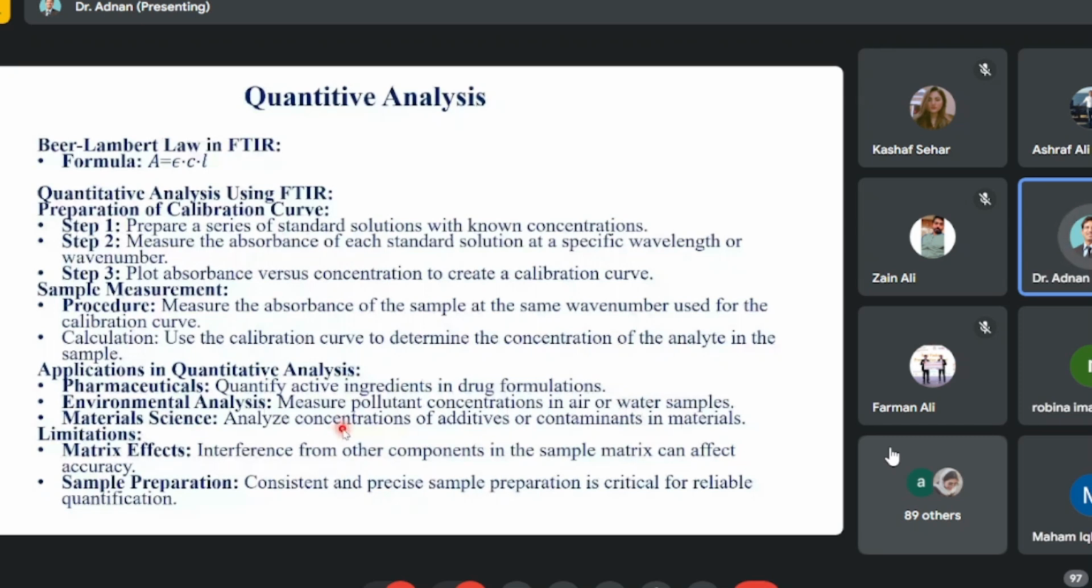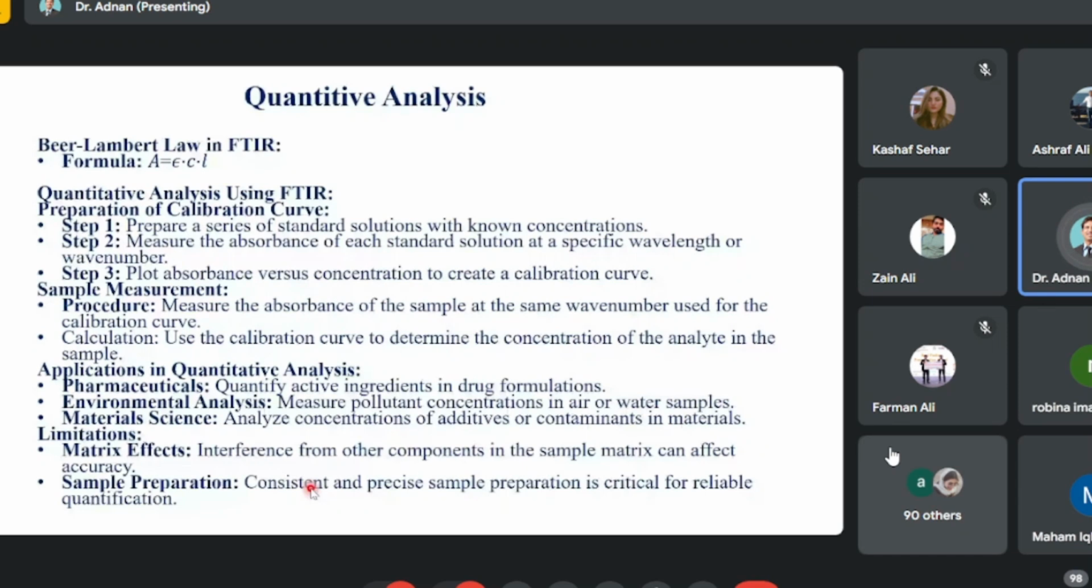For quantitative analysis, it has certain limitations, for example the matrix effect, which is interference from other components in the sample matrix that can affect accuracy, and the sample preparation methodology also impacts the FTIR spectra. So you cannot then determine the quantity of the substance, because it will be giving you the wrong information.